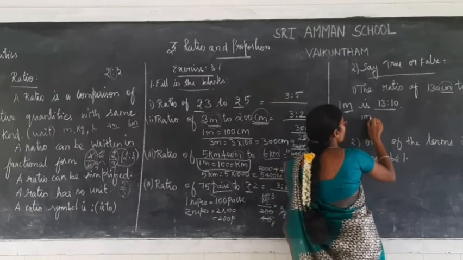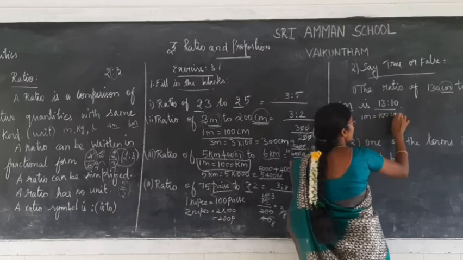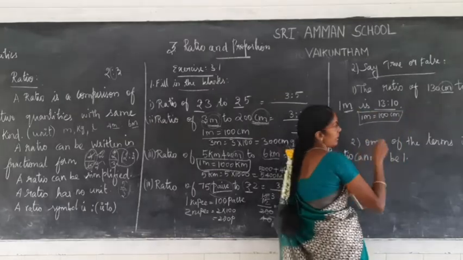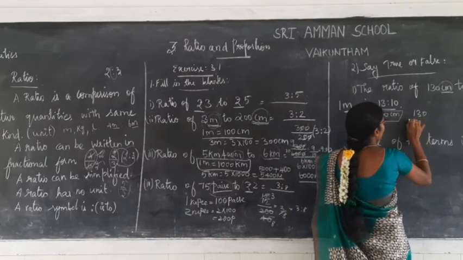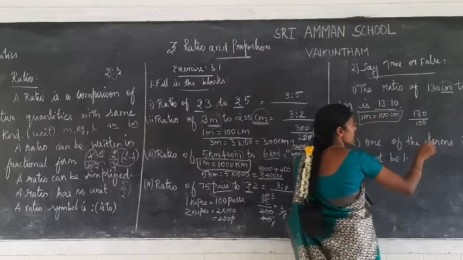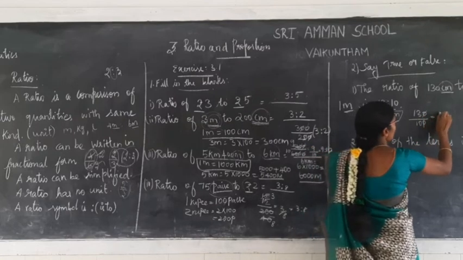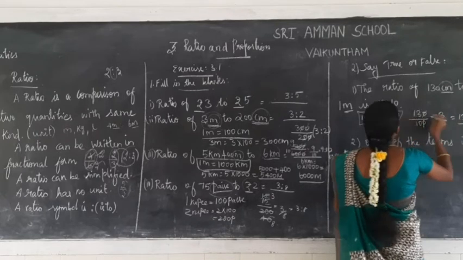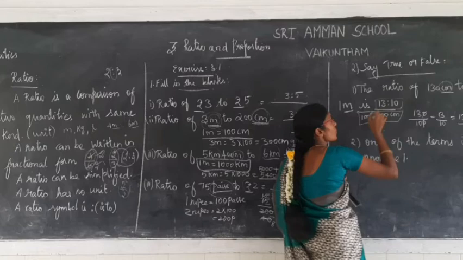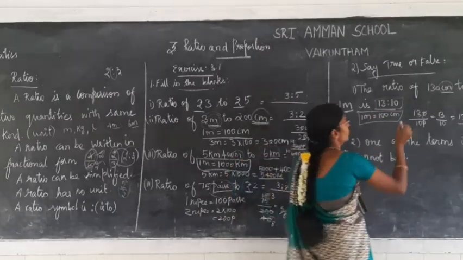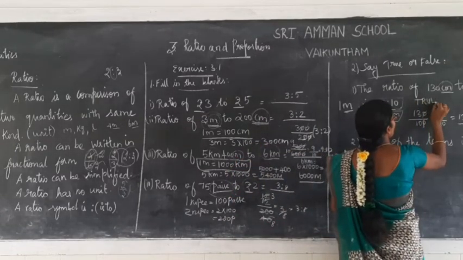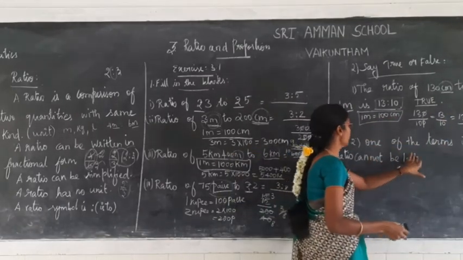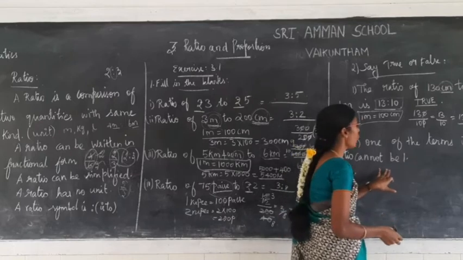So 1 meter equal to 100 centimeter. So here 1 meter is given. So how will you write? 130 divided by 100. So 0 0 cancel. So 13 by 10, which is equal to 13 is to 10. So it is given here 13 is to 10. So the statement is true. Okay, clear?